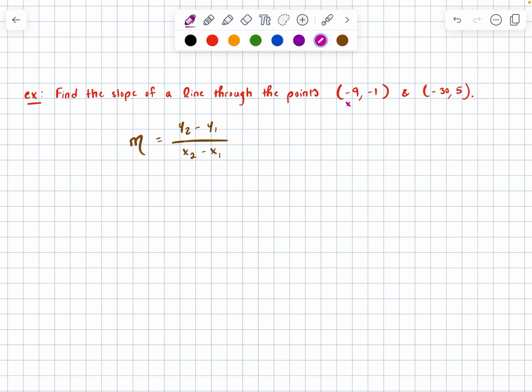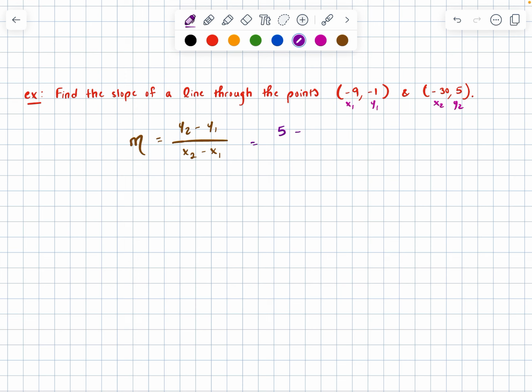All I've got to do if I want to use this formula is figure out which point I want to be the first one. By convention, I often say that the one on the left is the first point, so that will be my x1 and y1. The one on the right is usually my second point, so that'll be my x2 and y2, but you can flip the order. As we've seen in class, it does not matter.